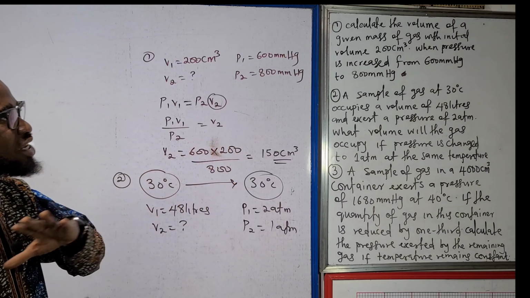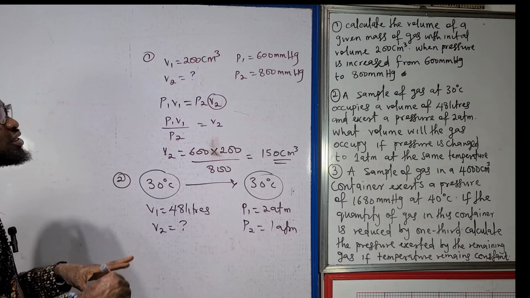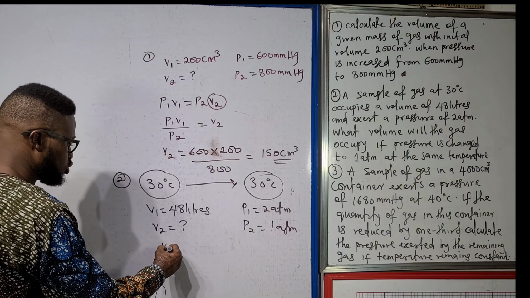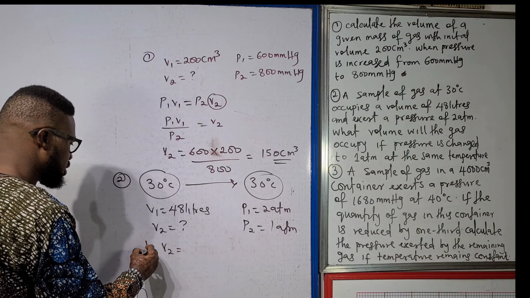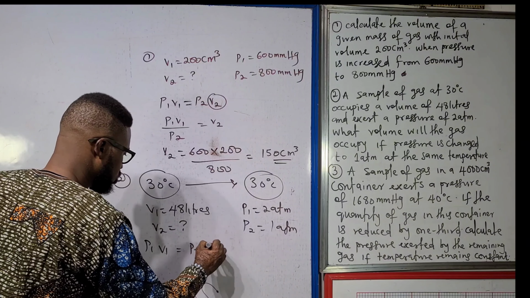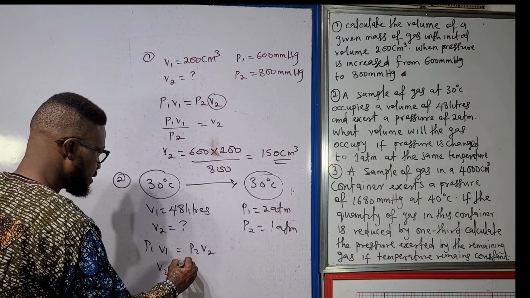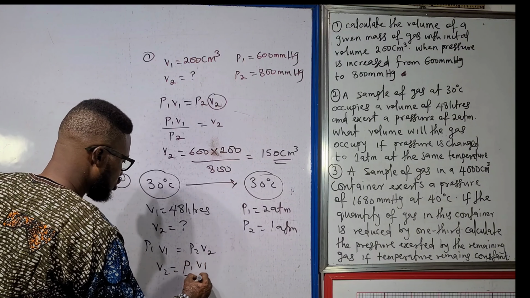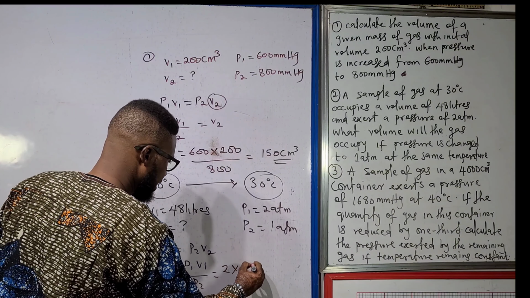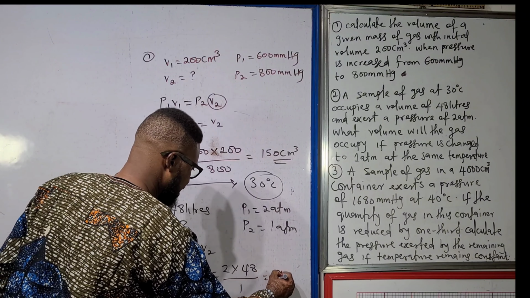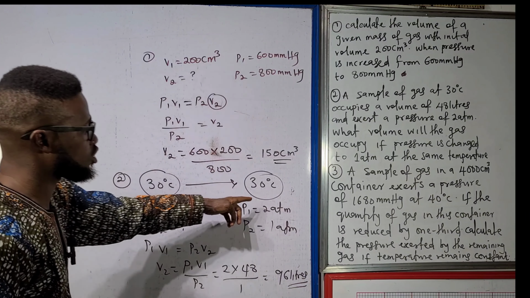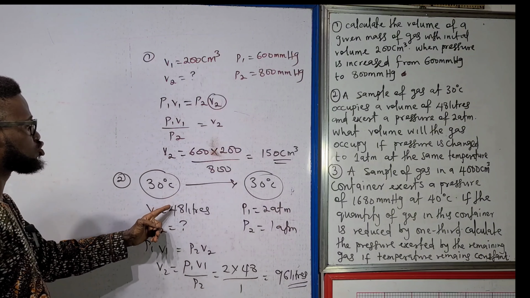In this case, we don't have any need for the 30 degrees Celsius because we were told that the temperature remains constant. So what we have here is that V2, if we use P1 V1 equals P2 V2, then my V2 is going to be P1 V1 over P2, and that's going to be 2 times 48 divided by 1. I'm going to get 96 liters, and that answers it. If the pressure had halved, then the volume should double.